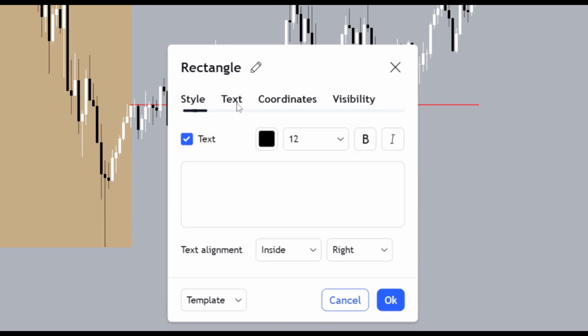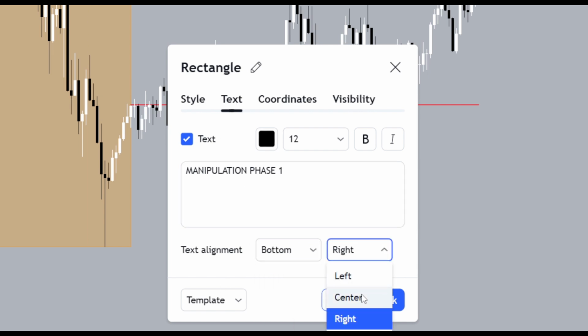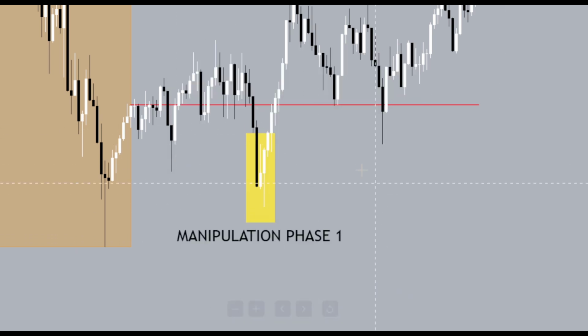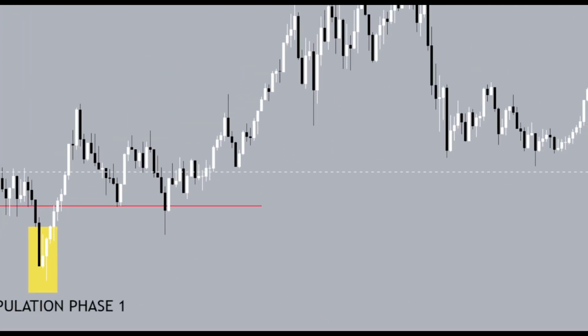This is a phase one manipulation. And the reason for this is because it's an enticement of early buyers into the market. So this manipulation phase one aims to entice buyers into the market. Once the buyers are enticed, they of course get swept out, because what we see over here is price giving us movements to the upside.